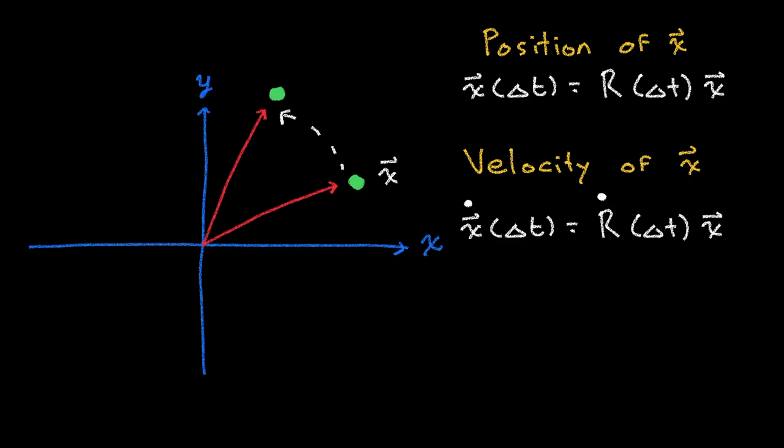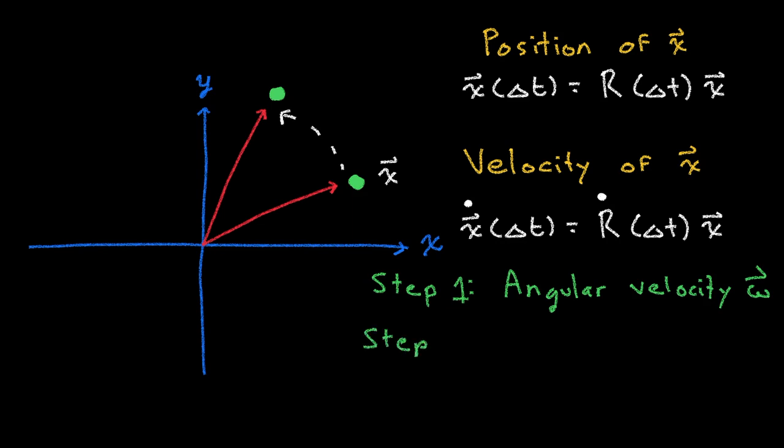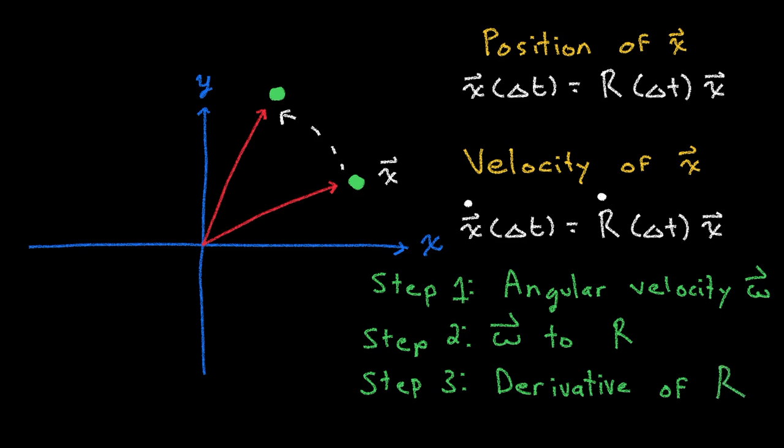And we're going to do this in 3 steps. In step 1, we're going to introduce a physical quantity called the angular velocity, and this is going to be given as a vector, omega. In step 2, we're going to come up with a relationship between the angular velocity omega and the rotation matrix R. And then in step 3, we're going to produce a general formula for the derivative of R with respect to time. So only 3 steps, not too bad. Let's get going. And we'll start by deriving the angular velocity.